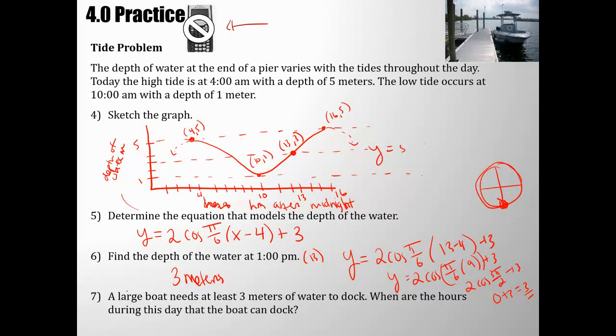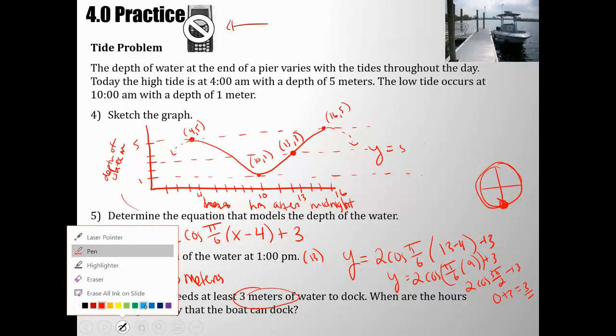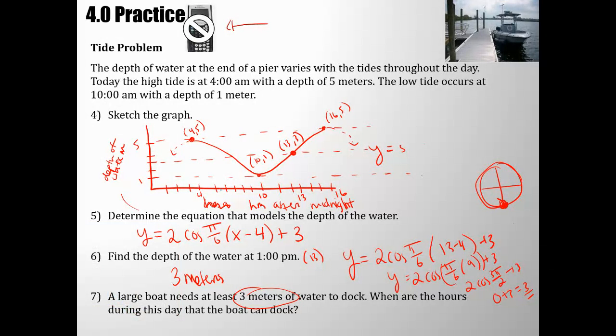And finally, for this question, a large boat needs at least 3 meters of water to dock. When are the hours during this day that the boat can dock? Right, so here's the part that I might care a little bit more about. Each quarter is really happening at 3 hour increments, right? Those are my quarters. 12 hours divided by 4, every 3 hours is where I'm getting to one of these critical points.